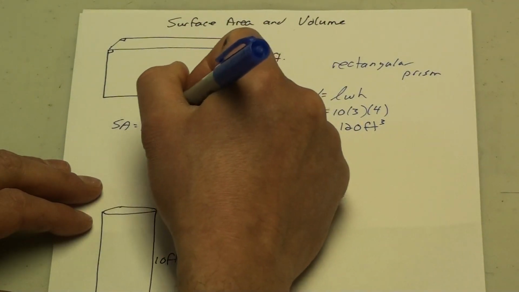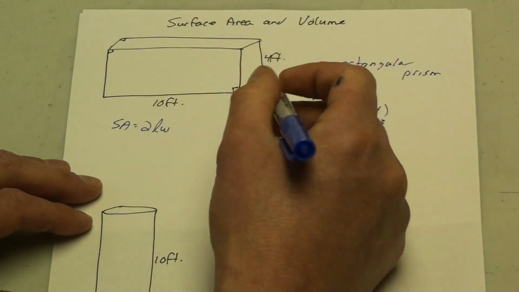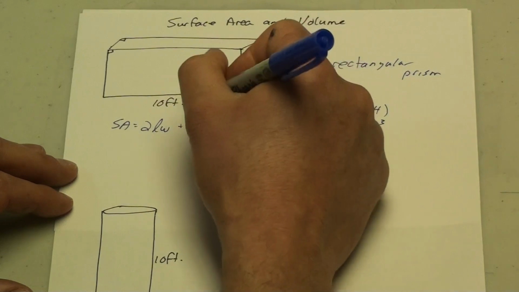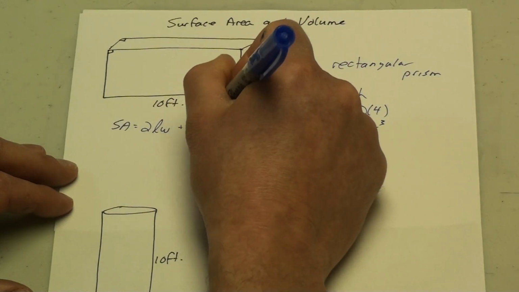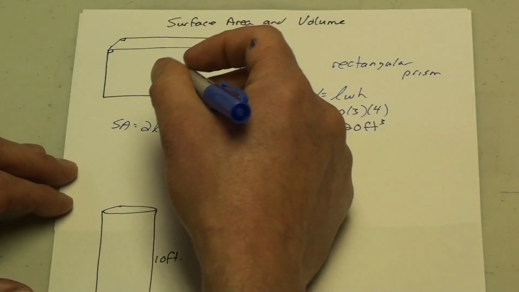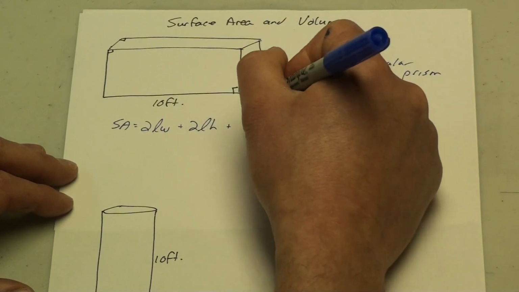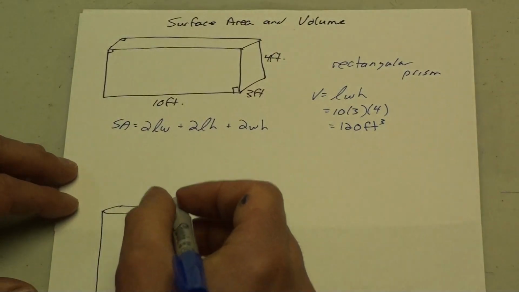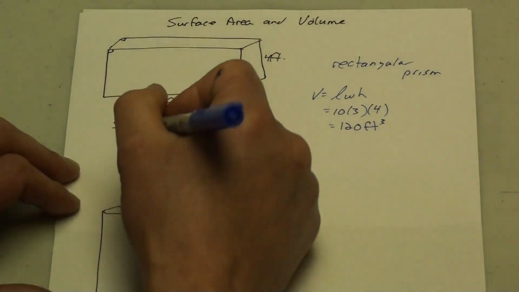So I'm going to have 2 length times width, which in that case would be the top and the bottom. And I'd have 2 length times height, which would be the front and the back. And then I'm going to have 2 width times height would be the 2 sides. So again, put your numbers in the formula.